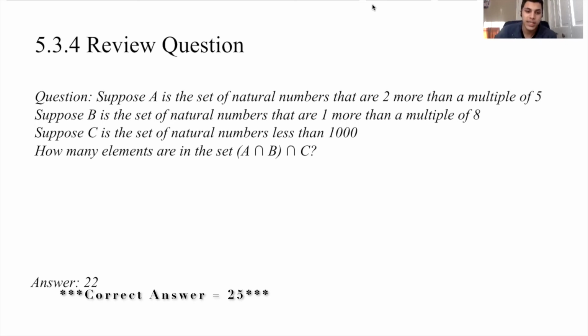So this question says, suppose A is the set of natural numbers that are 2 more than a multiple of 5. Suppose B is the set of natural numbers that are 1 more than a multiple of 8. And suppose C is the set of natural numbers less than 1,000. How many elements are in the set A intersection B intersection C?